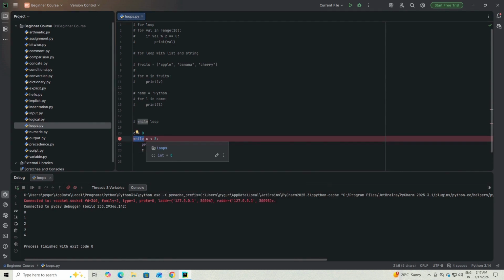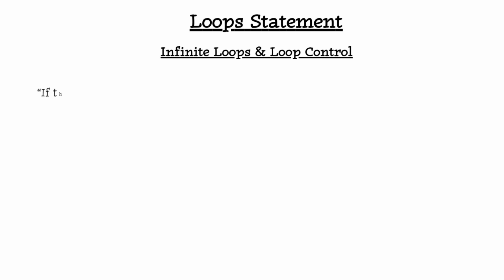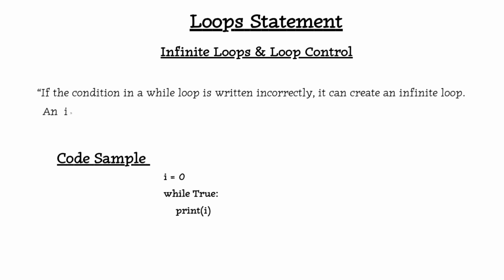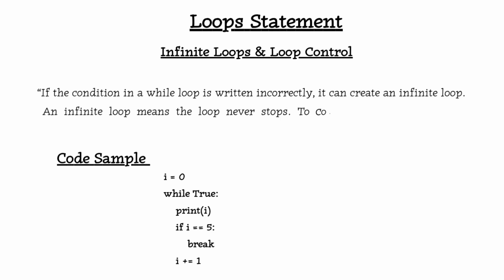Let's now talk about infinite loops and loop control in Python. If the condition in a while loop is not written correctly, it can create an infinite loop. An infinite loop means the loop never stops executing the code. To control this behavior of the code, we normally use the break and the continue statements. And for the same, I have shown a small code snippet on the screen, and I want to give an overview here. Later we will see the practical approaches for the same as well.